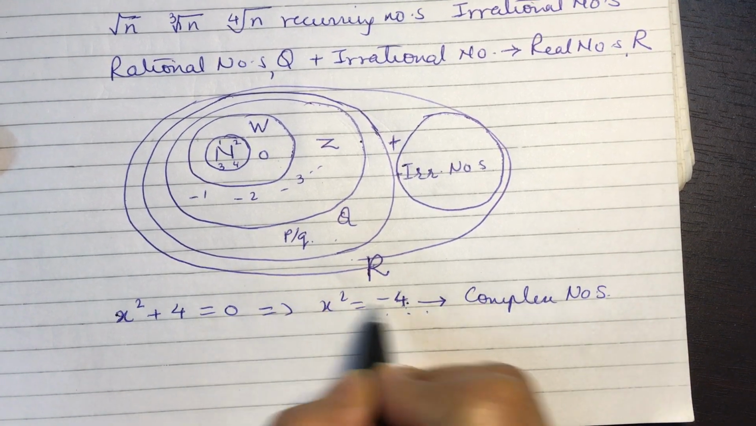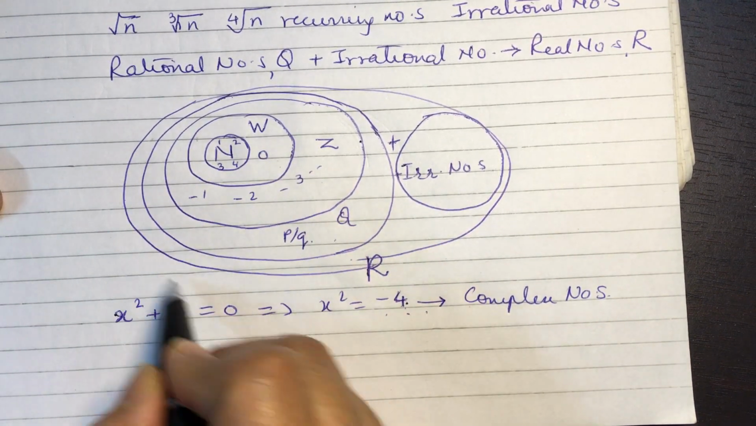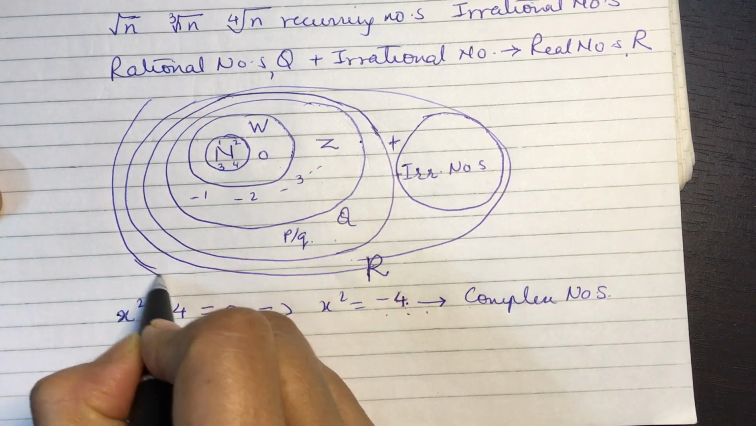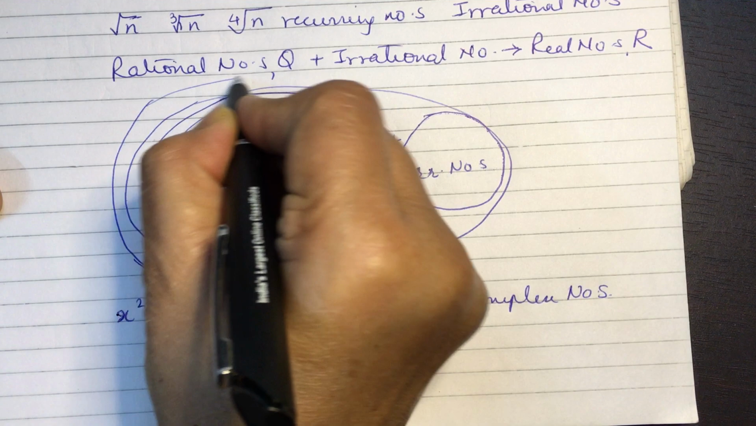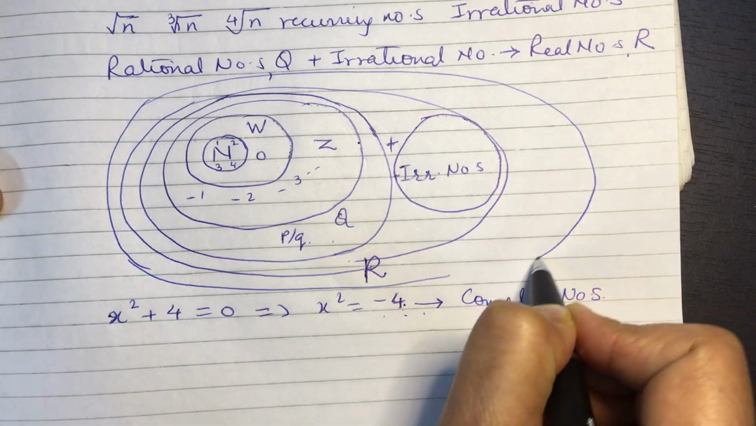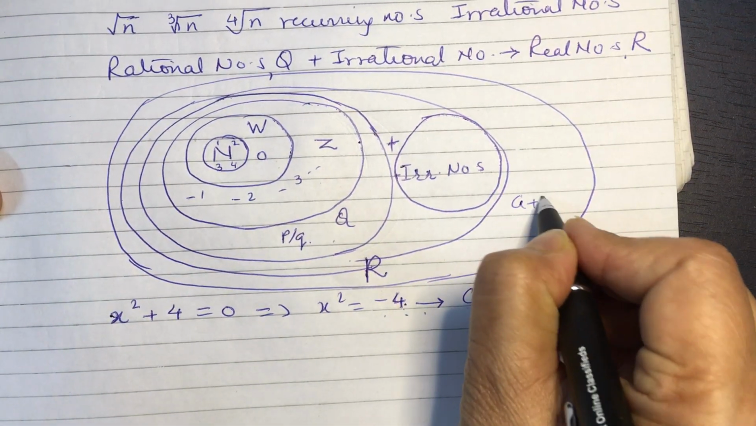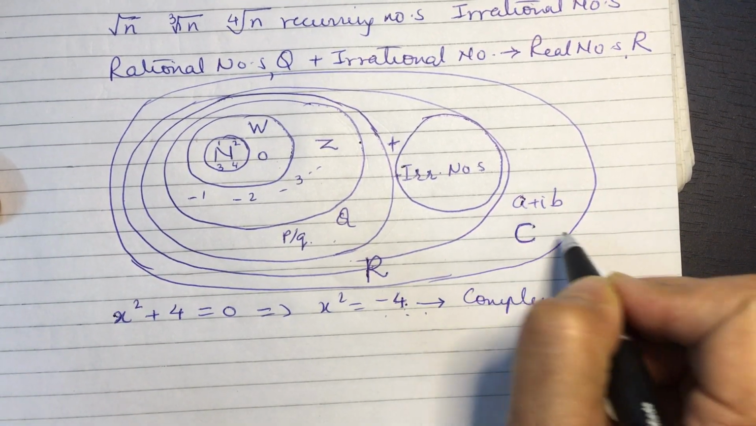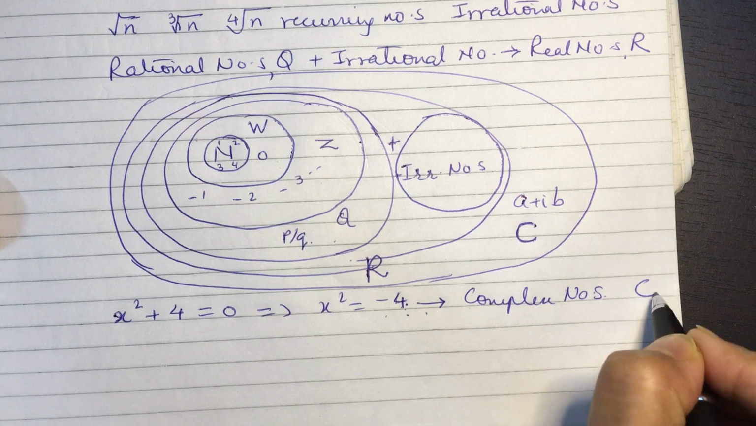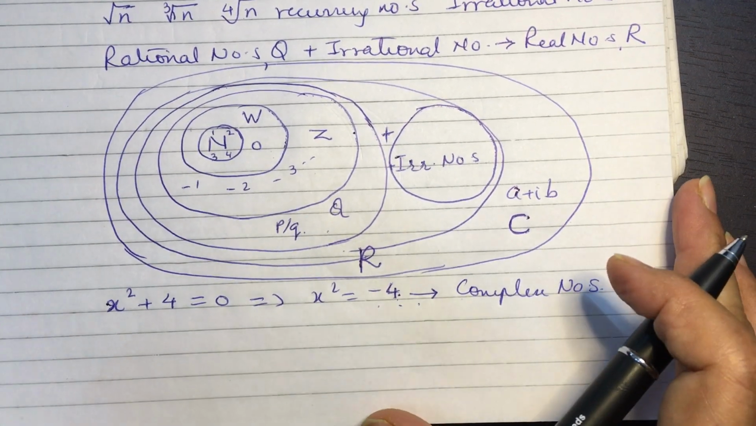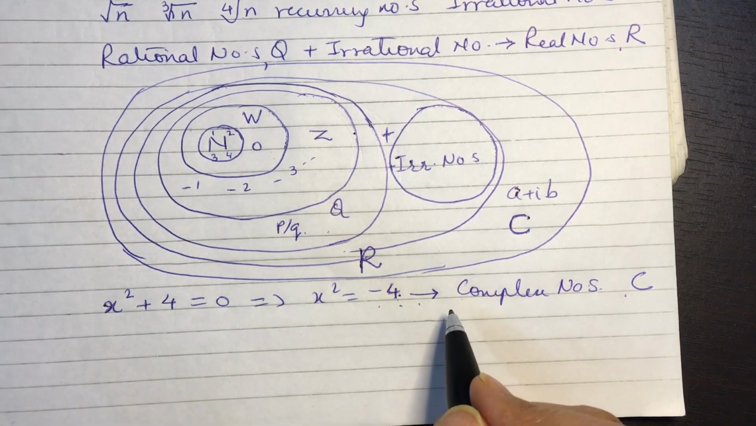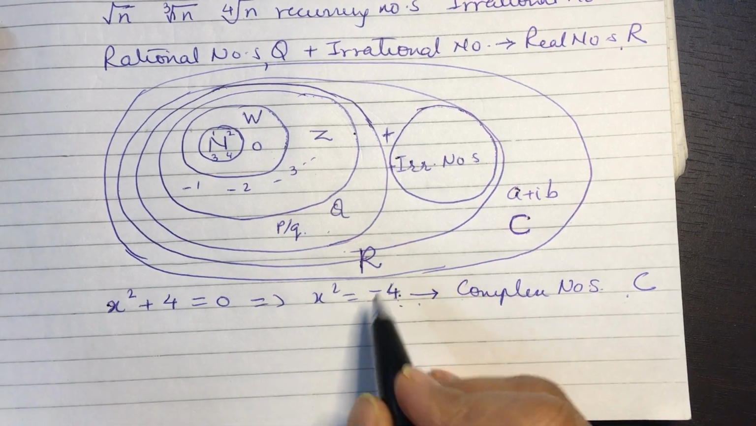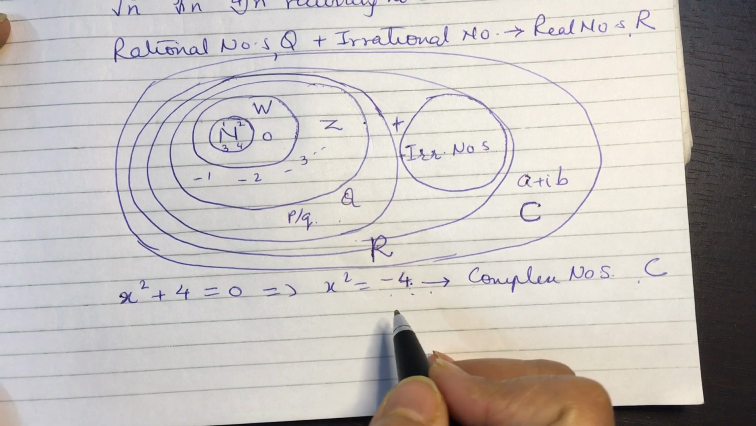So complex numbers are a set which is bigger than the real numbers also. It includes all the real numbers plus the numbers of the kind a plus ib, which I will be explaining just now, and these are complex numbers which we will be dealing with now. So that's how the need to introduce complex numbers came. Now let's study the complex numbers.